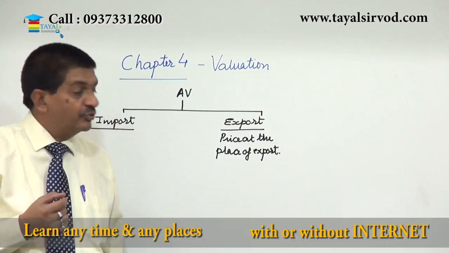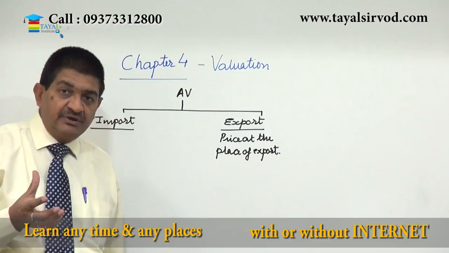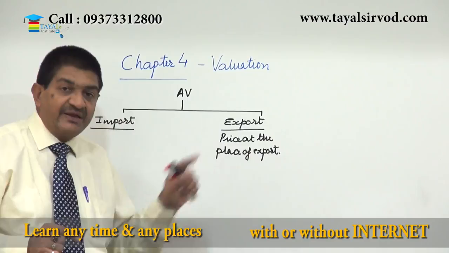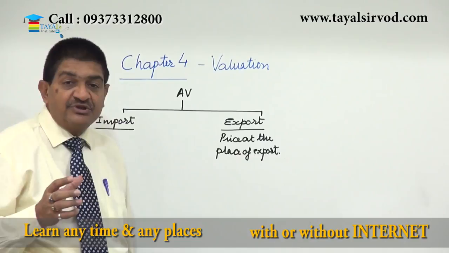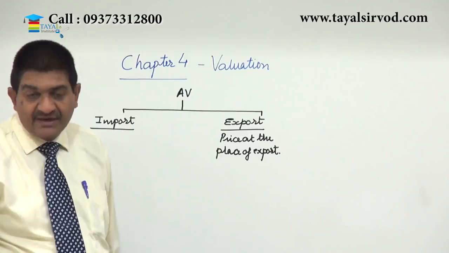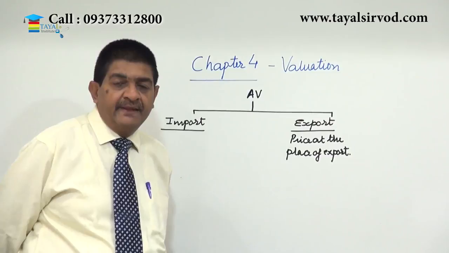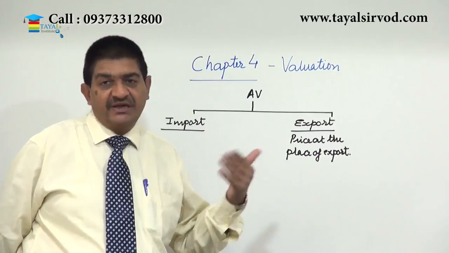Right. So he incurs a cost for bringing the goods up to the place of export, that is also included in the price. So we are not talking about the ex-factory price, we are talking about the price at the place of export. So all the expenses up to bringing the goods to the place of export are already included in this, and that is acceptable as assessable value. So in this case we just have to see that all the expenses for bringing the goods up to the place of export have been added, otherwise those additions are required to be done.